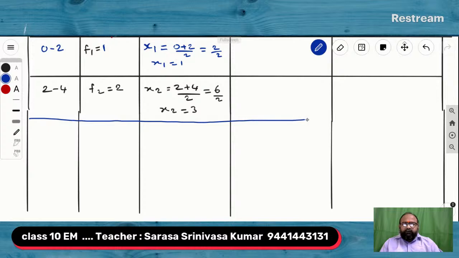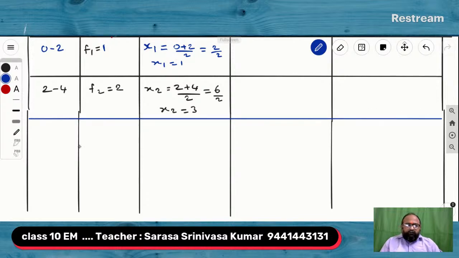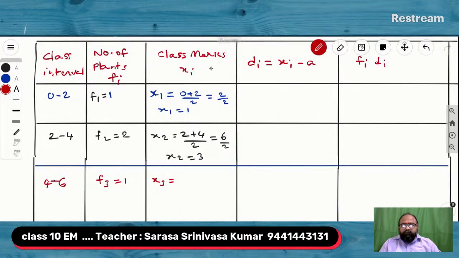Now we consider the class interval 4 to 6. So here f3 equals 1. Now x3 equals upper limit plus lower limit by 2. Here also we have to write the formula: xi equals upper limit plus lower limit by 2.